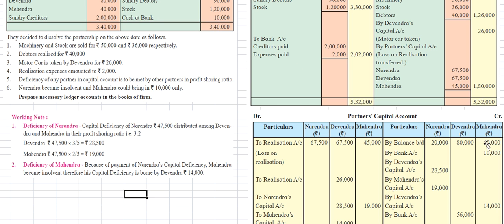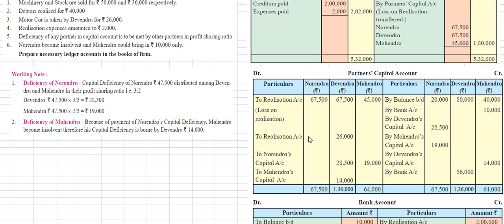Next is partners capital account. So partners capital account, that is the realization amount. This is the loss and realization account. The amount will be transferred here: 67,500, 67,500 and 45,000 rupees. To realization account, that is the motor car taken by the Devendra, 26,000 rupees. Devendra's amount is 26,000 rupees.